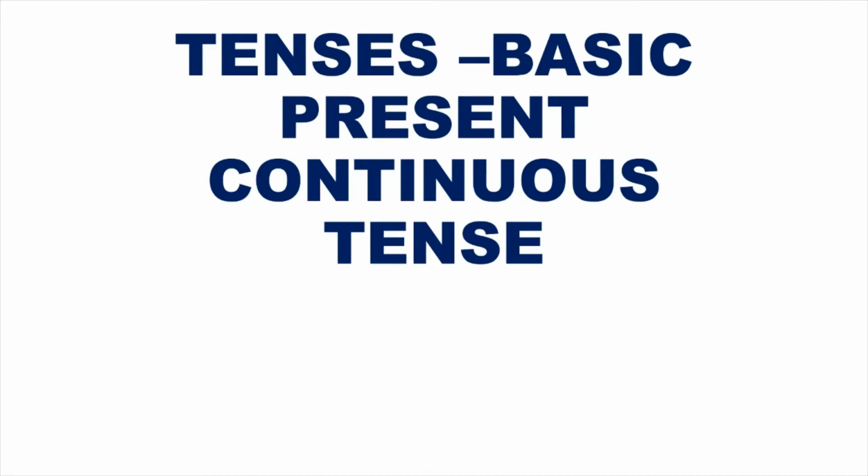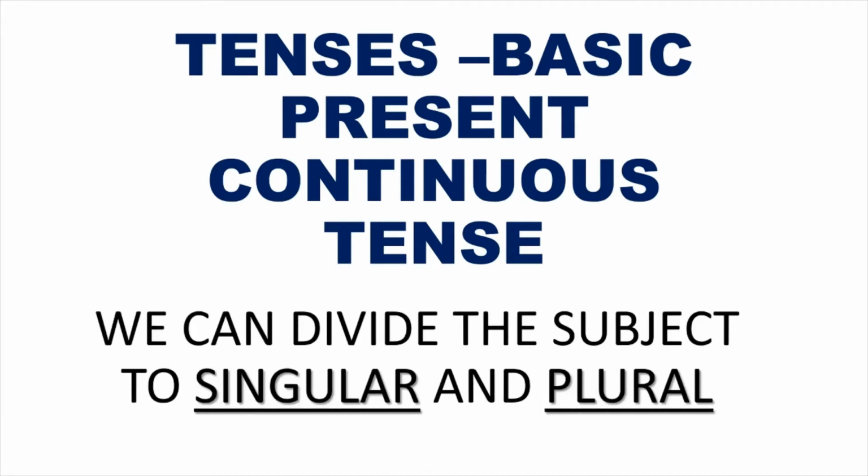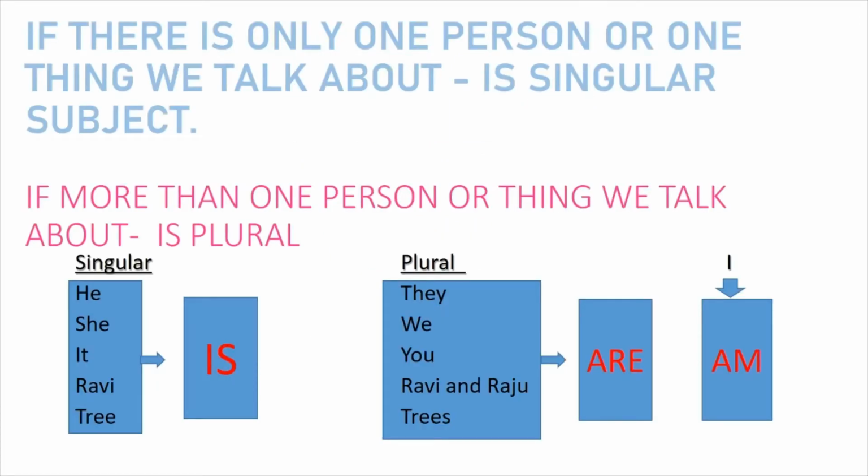Present continuous tense. We have already discussed the subject. A subject may be a place, a person, or a thing we are talking about. So, subject can be divided into two: first one singular and second is plural. Singular is always one person, thing or place we talk about. If more than one person or thing we talk about, it is called plural.